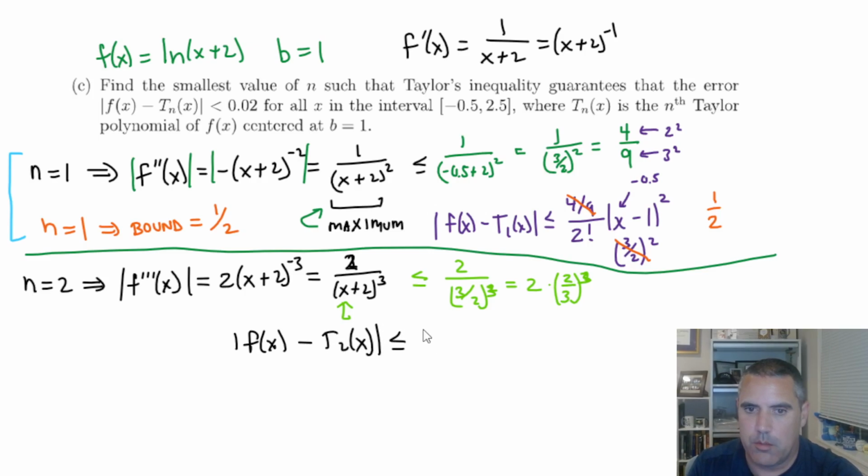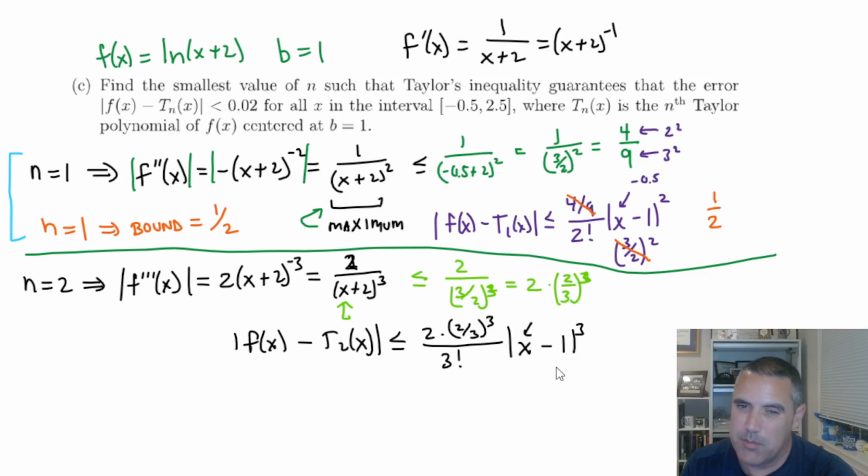So less than or equal to, it's going to be 2 times 2/3 cubed over 3 factorial times x minus 1 to the third. We're going to plug in either negative 0.5 or 2.5. They're the same distance away. Once again, these are going to cancel. Aha! So we are going to get 2 over 3 factorial, which you should know is a third. So an n is 2.